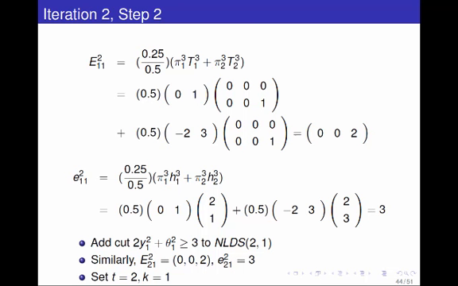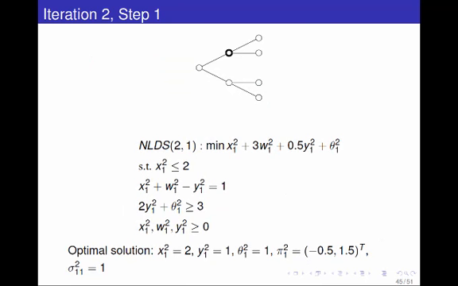So the 2 entry hits the y variable, and the optimality cut is 2y plus theta greater than or equal to 3. That's the cut we pass now to NLDS of period 2, scenario 1. Okay? So this is how it now looks. It's the same as before, except for the optimality cut.